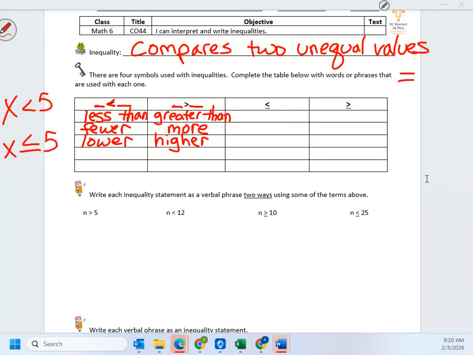So if it's just less than, it has to be 4 or smaller. It has to be a number smaller than 5. But if it's less than or equal to, it can be 5 or any number smaller than it. So it opens up to also be able to possibly be that actual number to balance it out. So if we know this is our less than symbol, with that equal sign under it means it's less than or equal to.